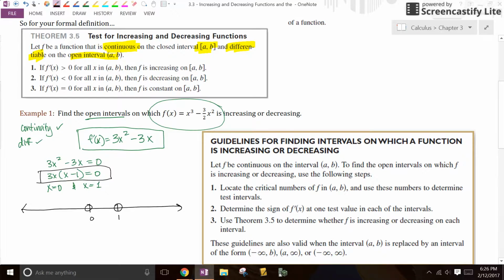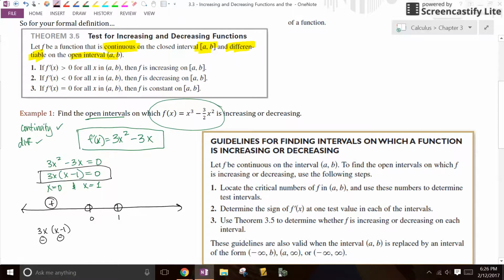What's smaller than 0? Anything over here on the left. You could pick negative 10 for that matter. And if you do, you would get 3x times x minus 1. Remember, I'm plugging in negative 10. So I'm going to get a negative number out of here, negative 30 if you want. And I'm going to get a negative out of here, negative 11 if you care. When I multiply those together, I'm going to get a positive number. So all of these slopes are positive.